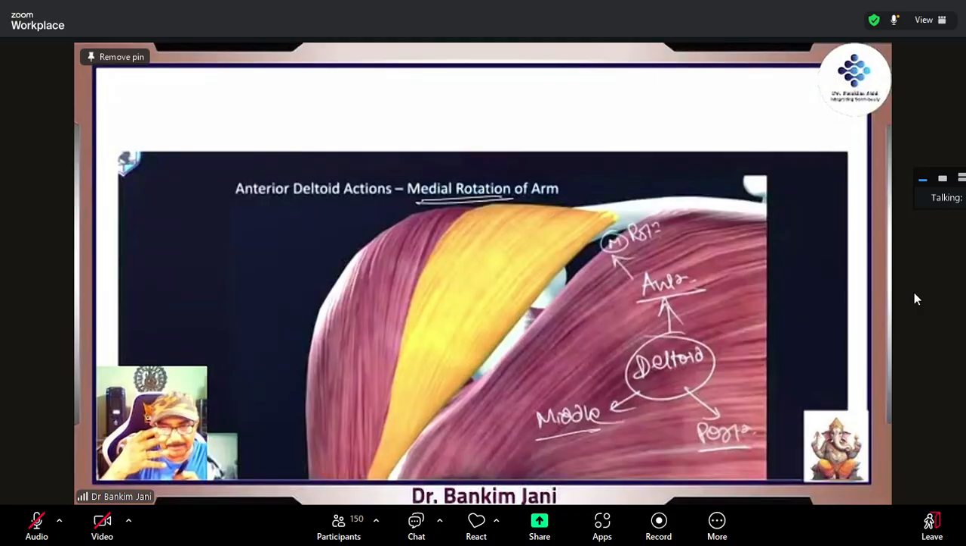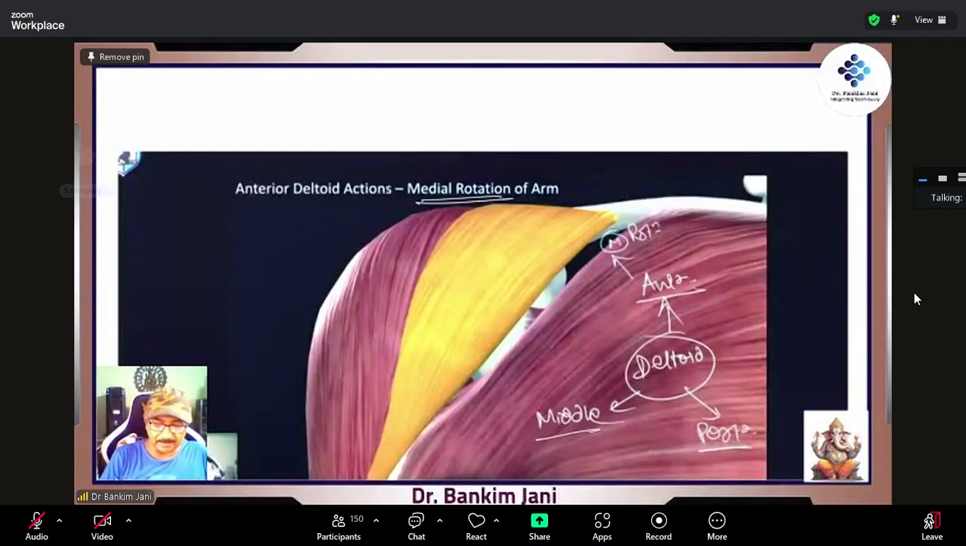So when the medial rotation is to be done, it is like this. This is how the muscle would contract, not like this, right? Because if the whole muscle is contracting, it will lead to this flexion, right? But when it is synchronously contracting, it will give a rotation, right? So that is medial rotation.